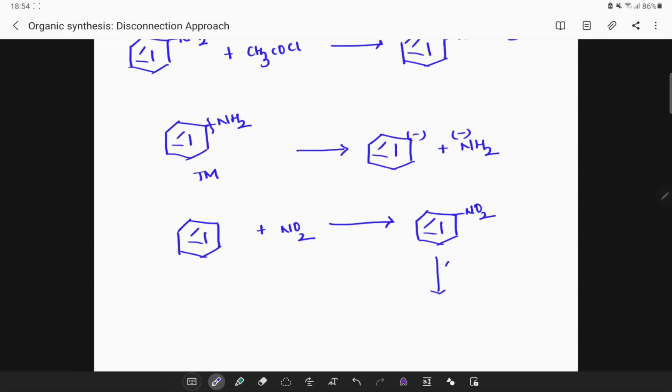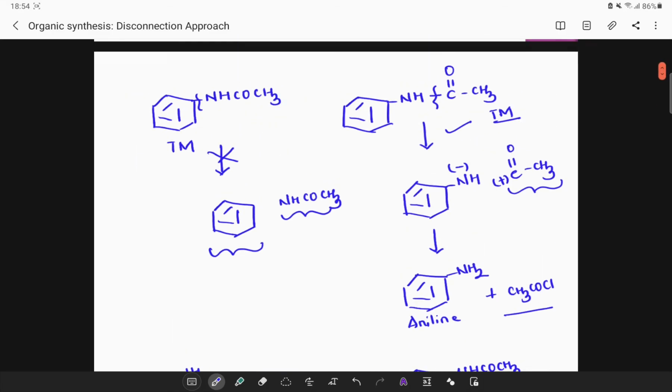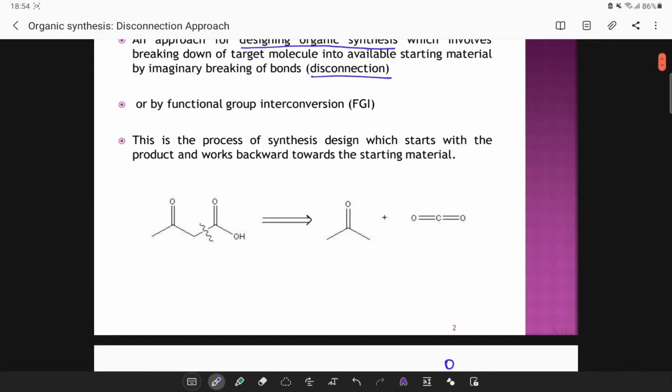After getting a nitro group introduction, I can get nitrobenzene. Further, with tin and HCl, I can reduce it and get my aniline system. So, for one functional group, I wrote another functional group. For the NH2 system, I wrote an NO2 system. This type of transformation is called functional group interconversion.